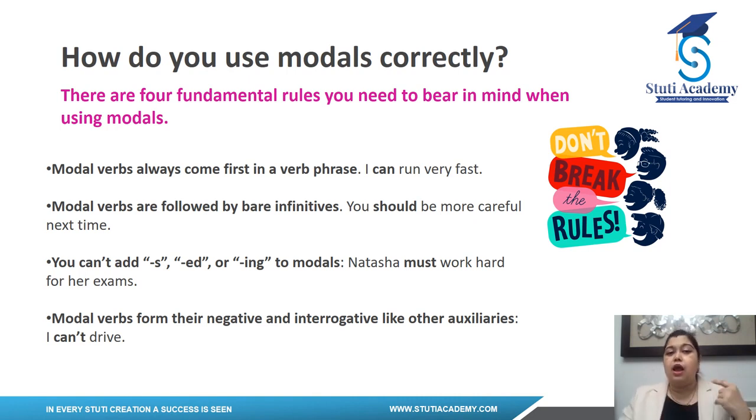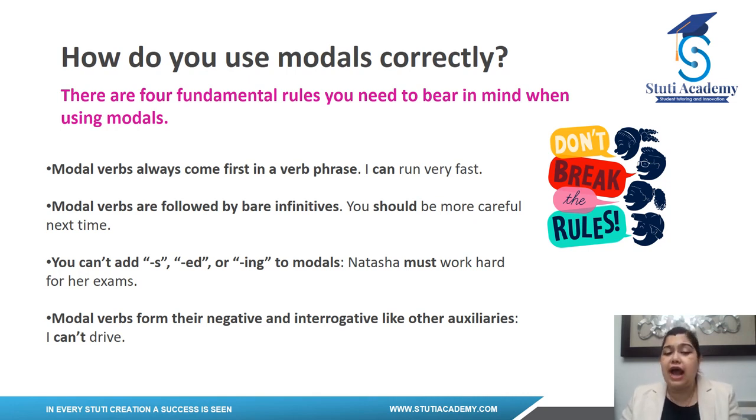Everything in a gist? Modal verbs always come first in a verb phrase. They are helping verbs, but they come first before the principal verb. I can run fast. Running is an activity, running is the principal verb, and I'm talking about my ability to run very fast. Modal verbs are followed by bare infinitives. You should be more careful next time. So I'm talking about being more careful. Should, okay? You should be more careful next time. I am suggesting, I'm recommending you, you should be more careful next time.